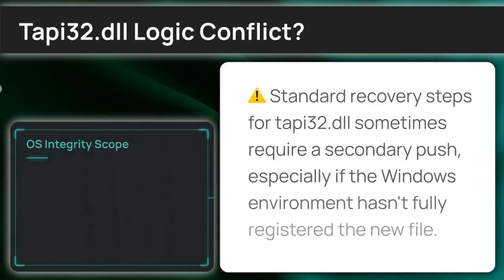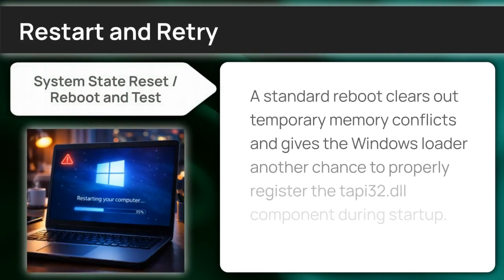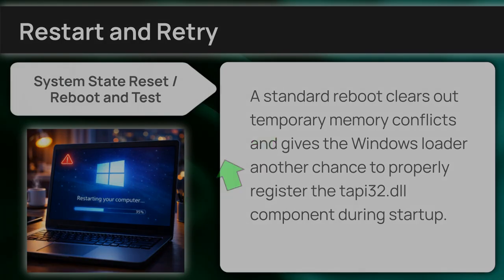If you're still seeing the missing file notification, we should attempt to force a synchronization between the software and the OS. Performing a restart can determine if the error is just a transient environment glitch. A reboot refreshes your system's path variables and can sometimes re-establish a broken link to the Telephony API 32 file.